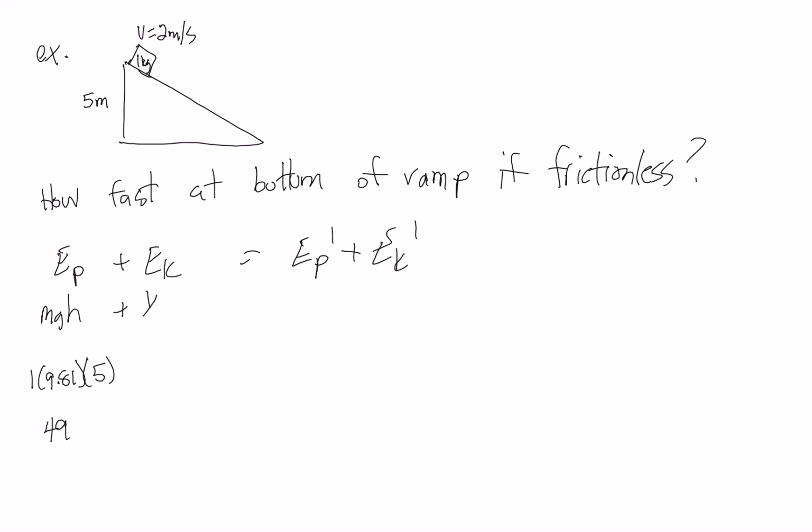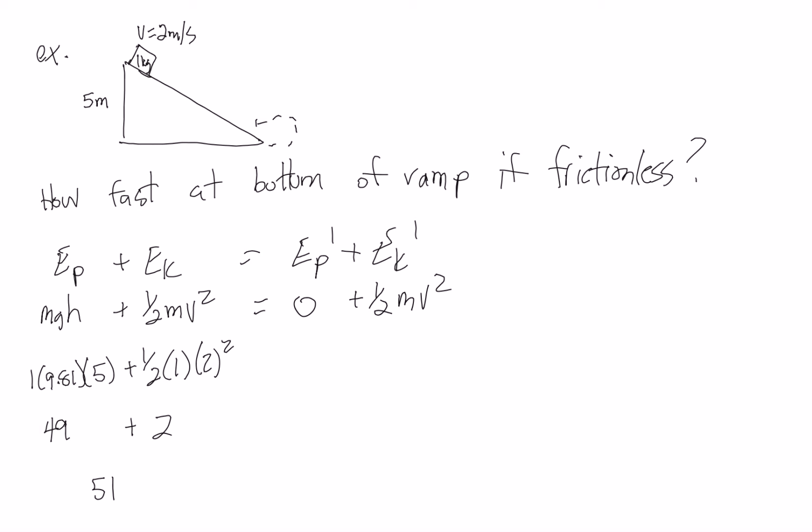But this time we also have kinetic, so we need to figure that out. So 1/2 mv squared. So 1/2 times 1 times 2 squared. So that gives us 4, so that gives us 2. So we actually have 51 joules of energy total before. So now our energy at the end, once it's down at the ground, is going to have zero potential. So that means all of that 51 joules will get converted to 1/2 mv squared for kinetic.